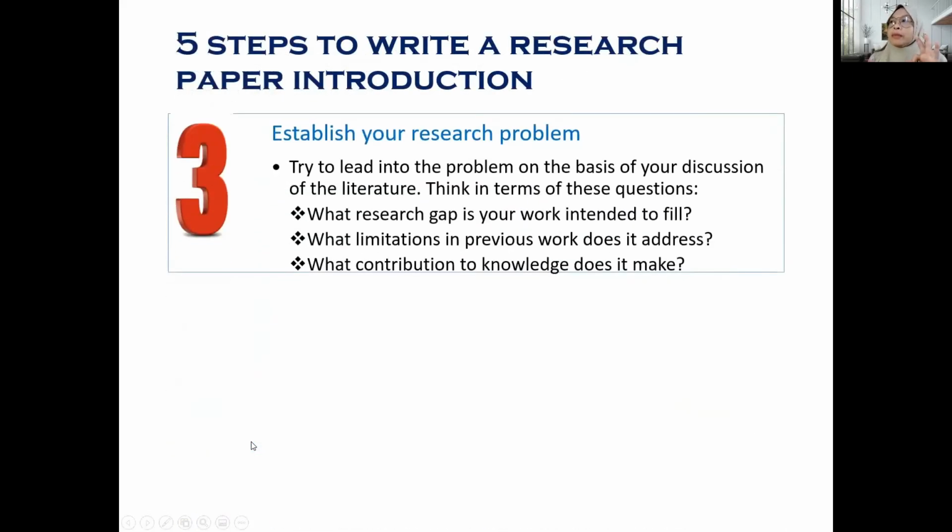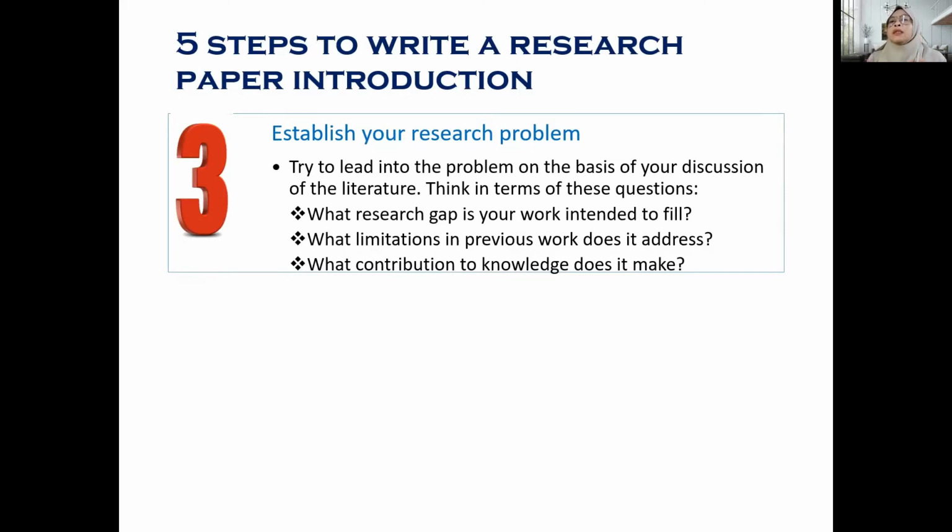Okay, the third step is to establish your research problem. Try to lead into the problem on the basis of your discussion of the literature. Think in terms of these questions. What research gap is your work intended to address? What limitation in previous work does it address? What contribution to knowledge does it make? So these are the three questions that you must address in your introduction.